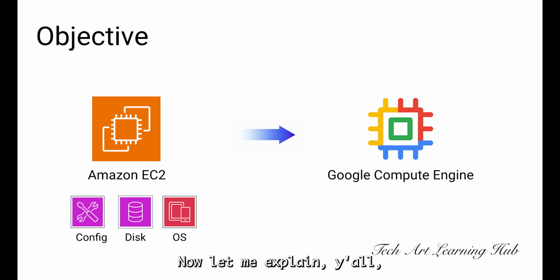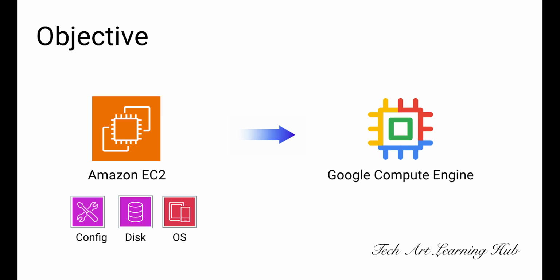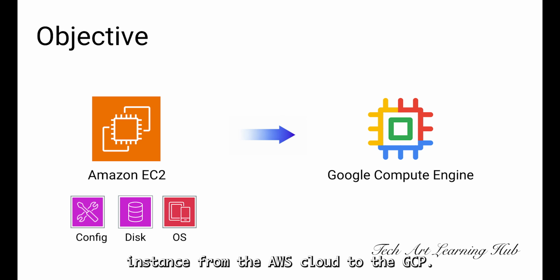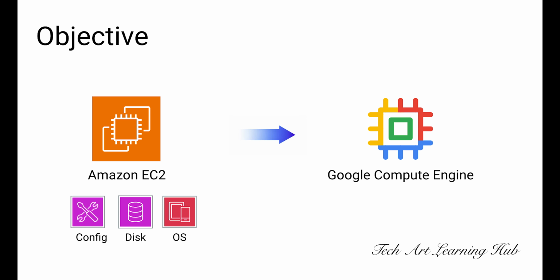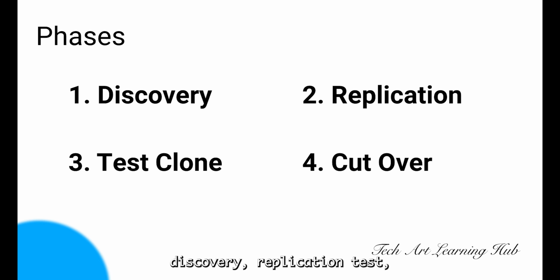Now, let me explain how this entire migration process goes. We are moving a running EC2 instance from the AWS cloud to the GCP, and this is done in a replicated and automated way using Migrate to Virtual Machines. Under this service, we have four main phases: discovery, replication, test clone, and final cutover.